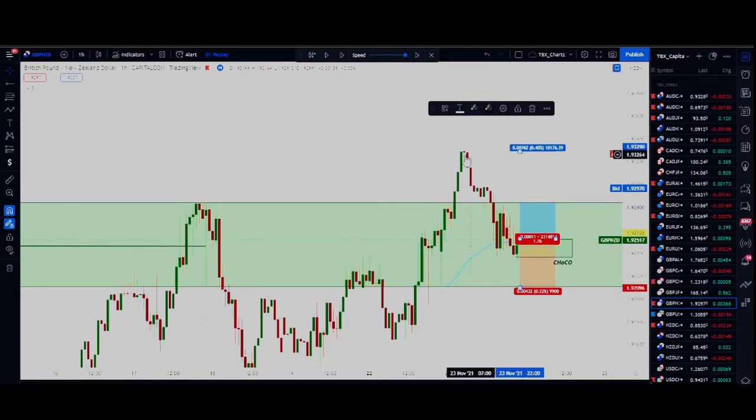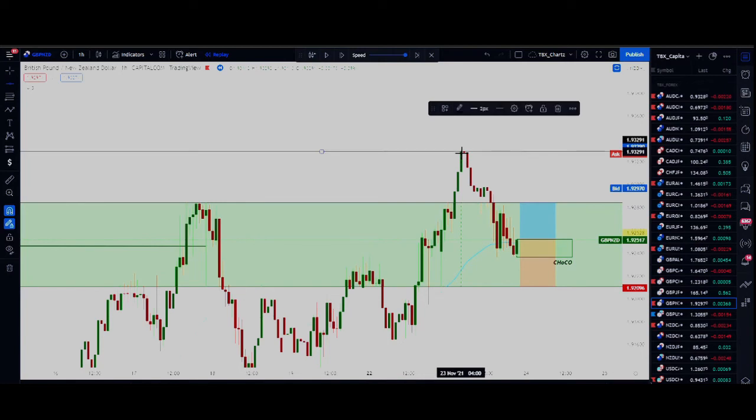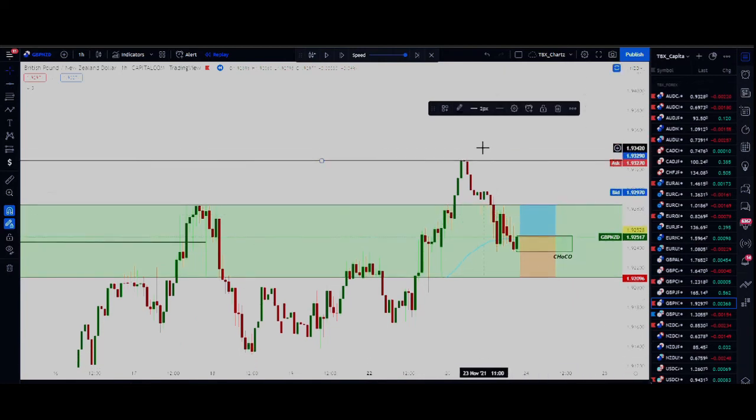This should be the first area I should be looking at as a possible target for target one. But I won't be looking at this place as my first target. I won't be looking at these highs here as my first target, and there's a reason for that. The reason is because before the highs here, there's a consolidation.